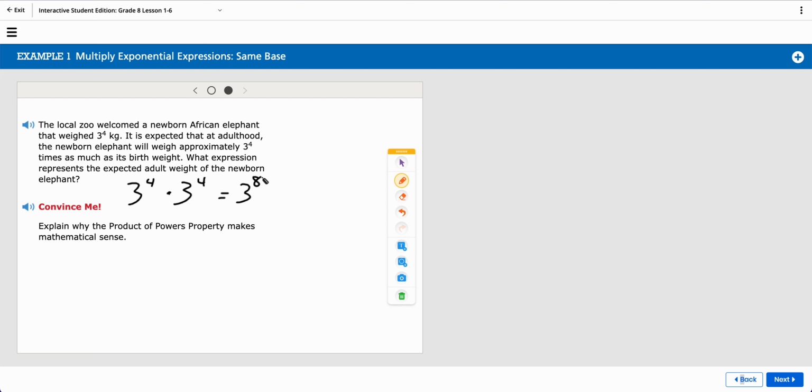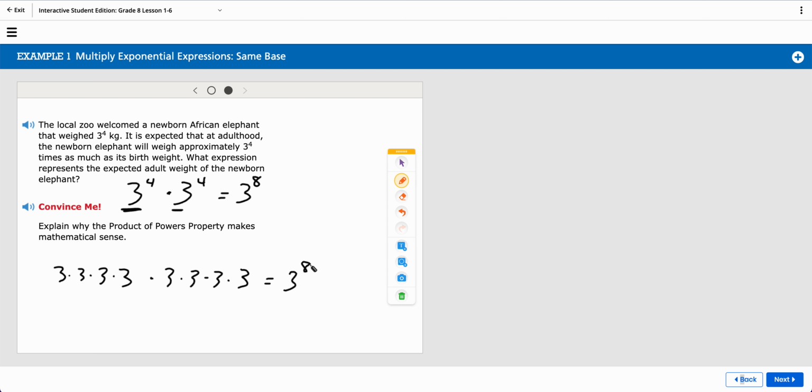Because this one tells us we're using 4 factors of 3. So 3 times 3 times 3 times 3. That's 4 factors of 3. This one says we're using 4 factors of 3. So times 3 times 3 times 3 times 3. So that would be a total of 8 factors of 3. That's a lot. Right? So that is 3 to the 8th.